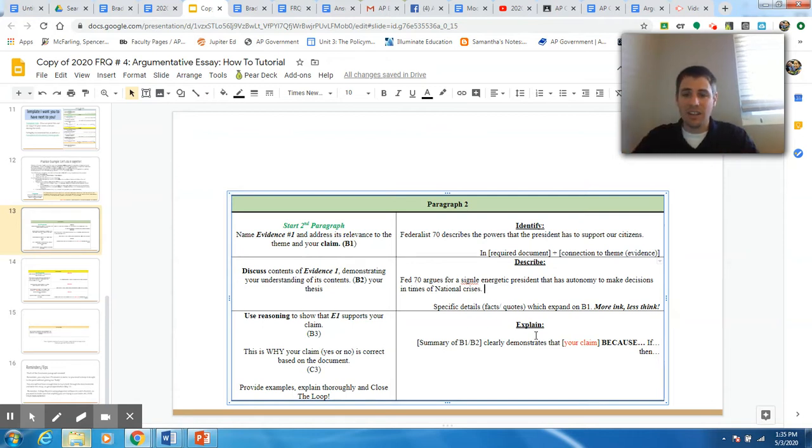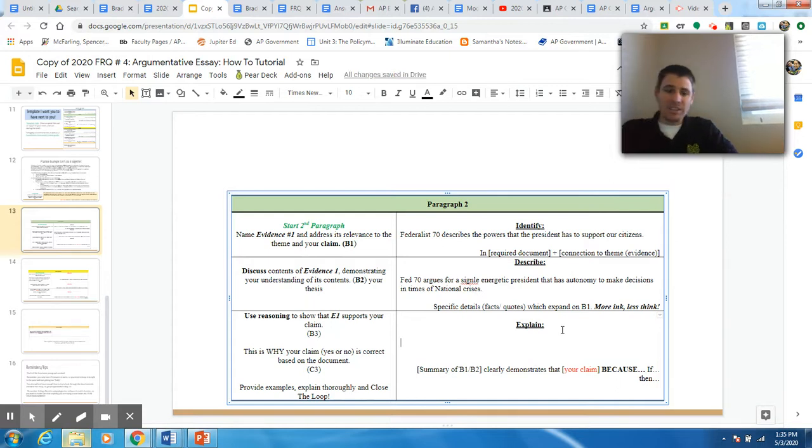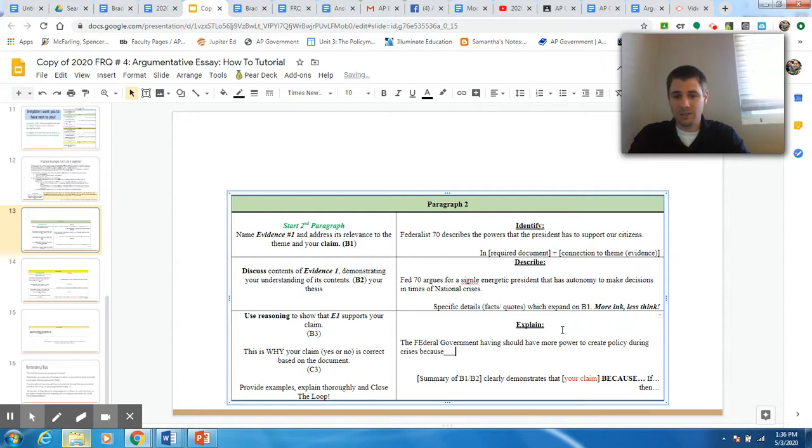So then my explanation, that's got to be more. I would restate my thesis: the federal government should have more power to create policy during crises because, right? So I'm restating my thesis, and then because of crises, as seen from Fed 70, because X, Y, and Z.